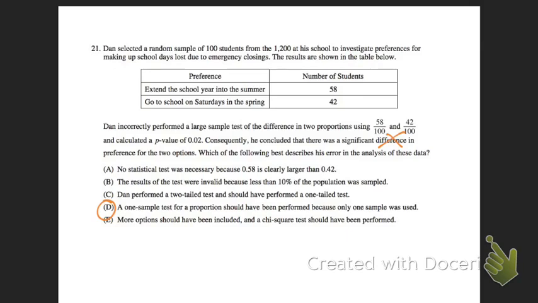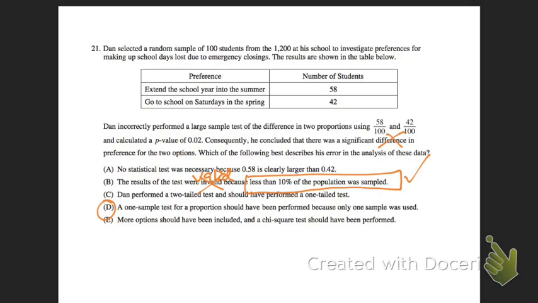So why does it not matter that less than 10% were sampled? We want this to happen. This is a good thing. That's one of the conditions that we check, so this would not make it invalid. This would actually make it valid. We want more than 30, but less than.